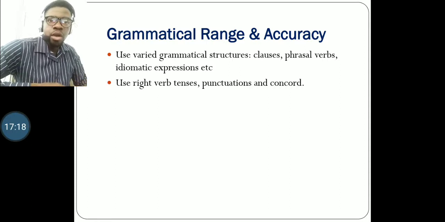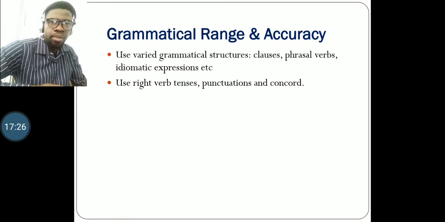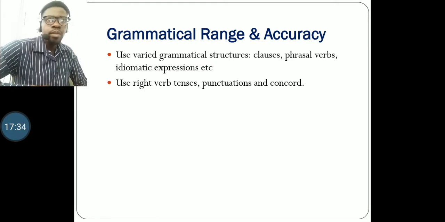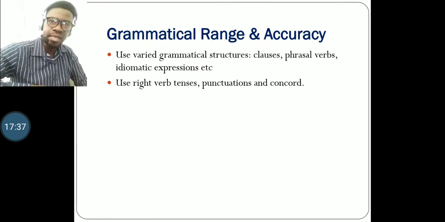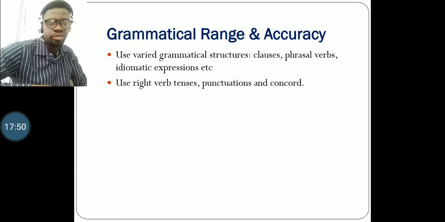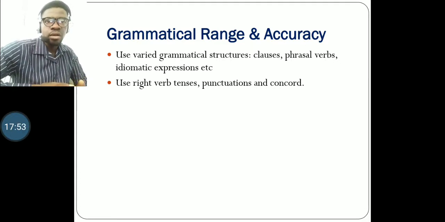Your ability to use punctuation marks, your ability to combine these simple sentences to produce complex or compound sentences is what the examiner wants to see. So do that. Also, you want to pay attention to the verb tenses and the agreement between your subject and the verb, and between the pronoun and its antecedent, that is the noun it's referring to. All of those things count in your grammatical range and accuracy.